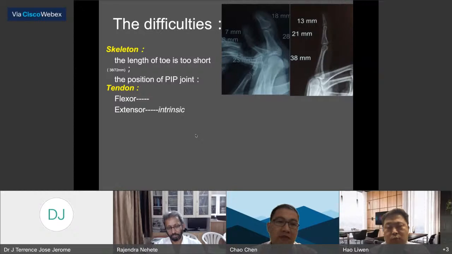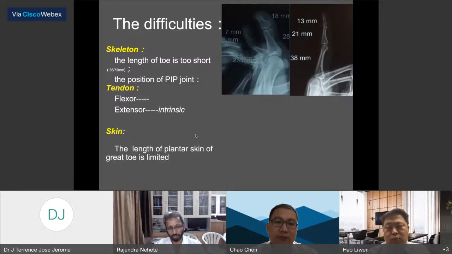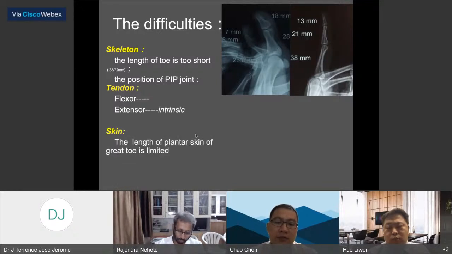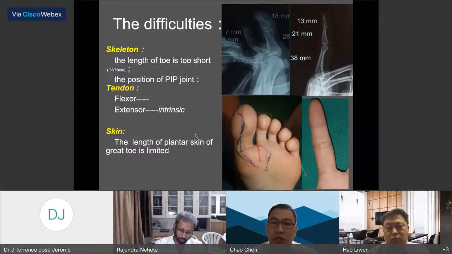It is also difficult. And for skin, the length of the plantar skin of the greater toe is much shorter than a finger. So when we design the wraparound flap, we don't want to cross this crease, but for a proximal finger reconstruction, we must cross this line. So it will bring difficulty to the design of the wraparound flap.